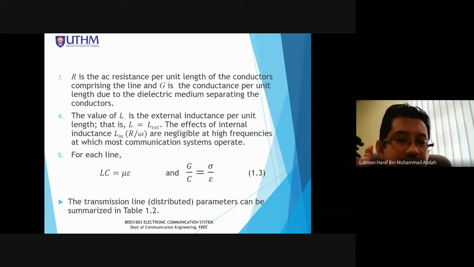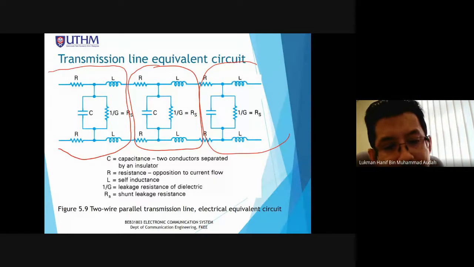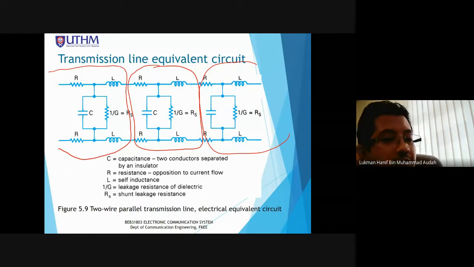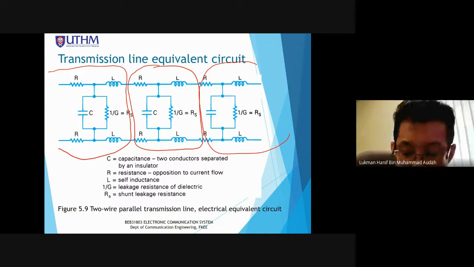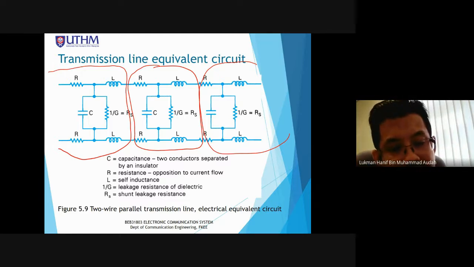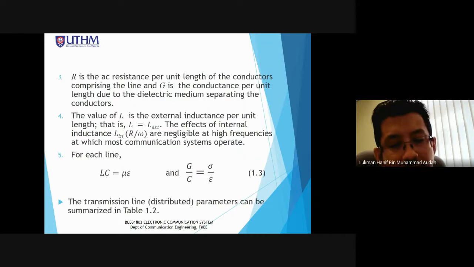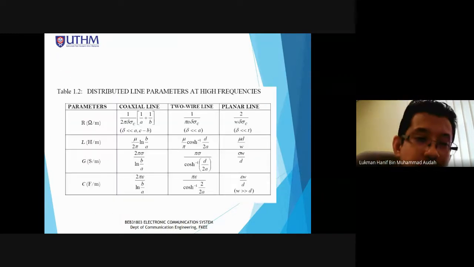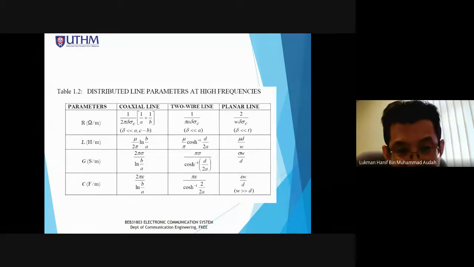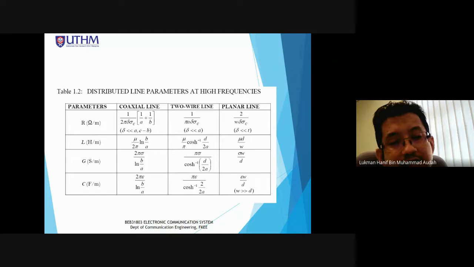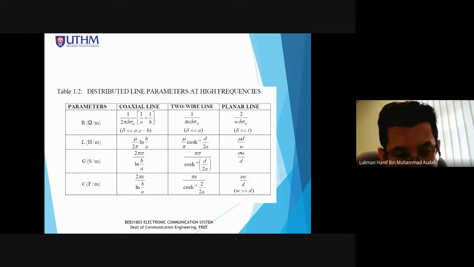So setiap ini, macam mana nak mencari nilai berapakah nilai capacitance, berapakah nilai R, berapakah nilai inductance dan juga conductance ini, macam mana nak cari nilainya. So the value of R, L, G and C ni boleh diperoleh berdasarkan persamaan tertentu untuk kabel yang berbeza-beza. So setiap jenis kabel dia ada persamaan sendiri untuk menentukan nilai R, L, G and C.